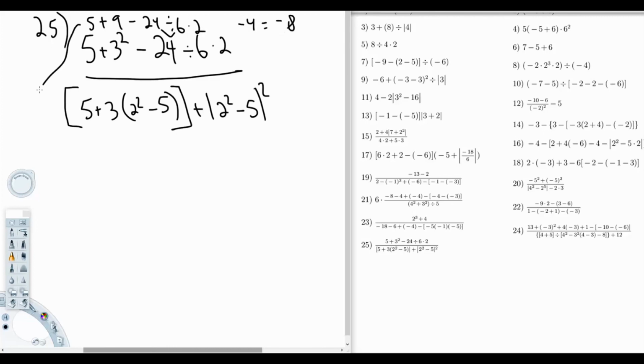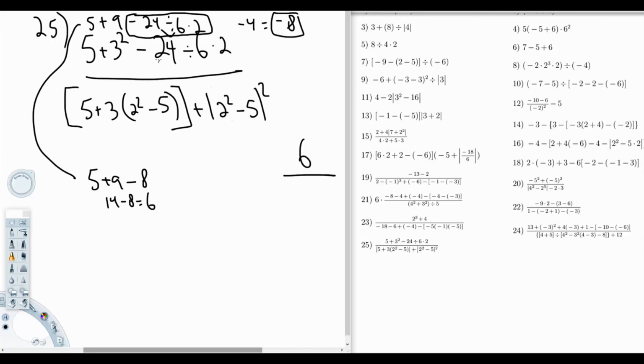So let's rewrite that. 5 plus 9 minus 8, right? Because this whole thing becomes minus 8. So that becomes 14 minus 8 equals 6. So the numerator is 6.